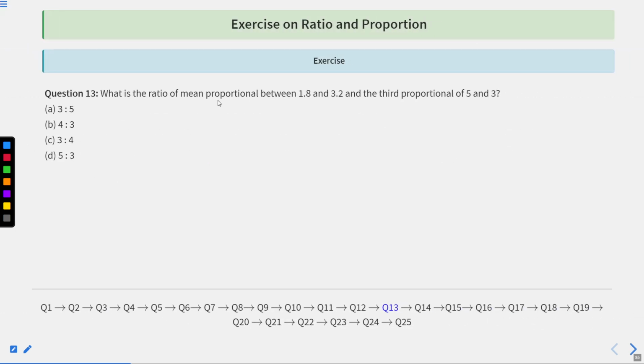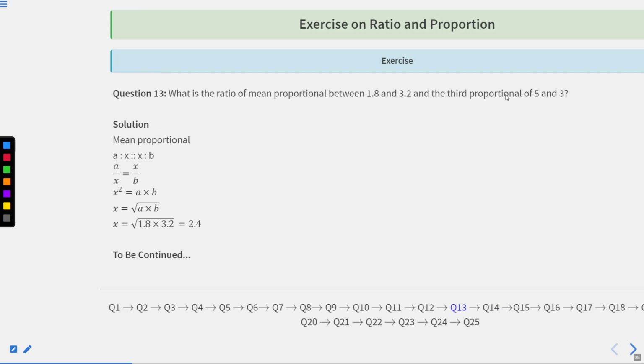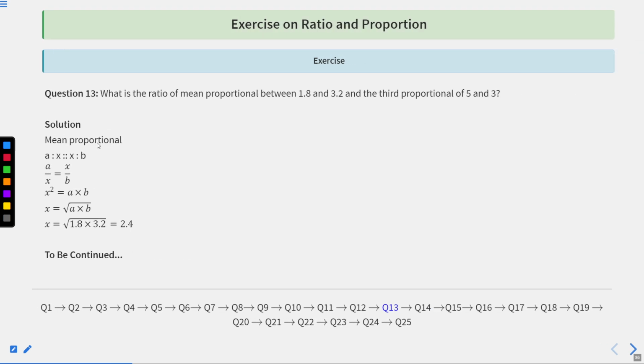What is the ratio of the mean proportional between 1.8 and 3.2 and the third proportional to 5 and 3? So the mean proportional is: A is to X as X is to B. So A upon X equals X upon B, so X square is equal to A times B. So X will be root of A into B, and putting the values of A and B, you will get X equal to 2.4.